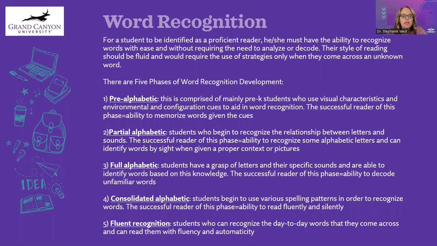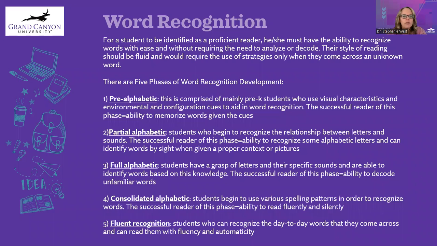This is composed of mainly pre-K students who use visual characteristics and environmental and configured clues to aid in word recognition. The successful reader of this phase has the ability to memorize words given the clues. And this is where your environmental print really comes in, because most kids start out reading McDonald's signs or Burger King, anything like that. That's what they start out reading. And so that's the pre-alphabetic.